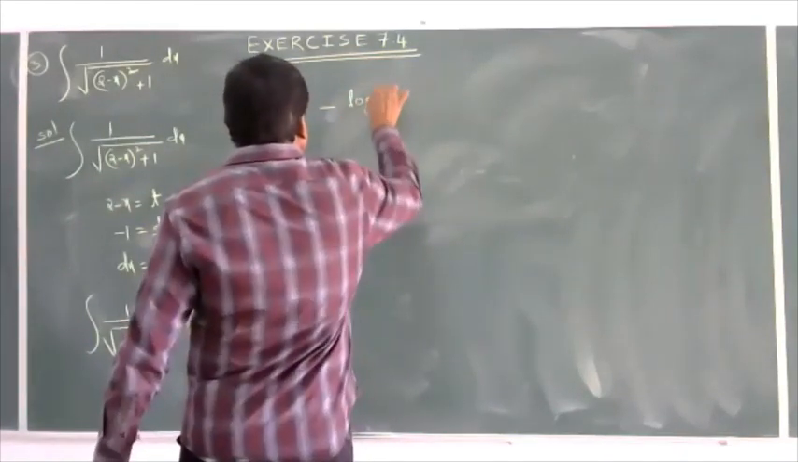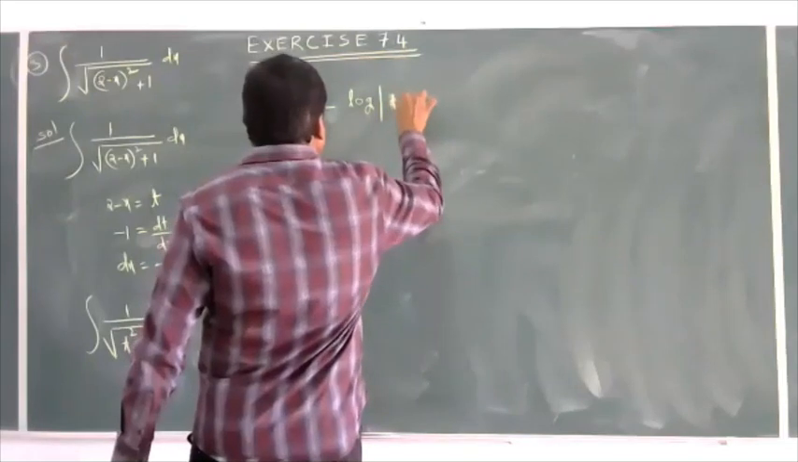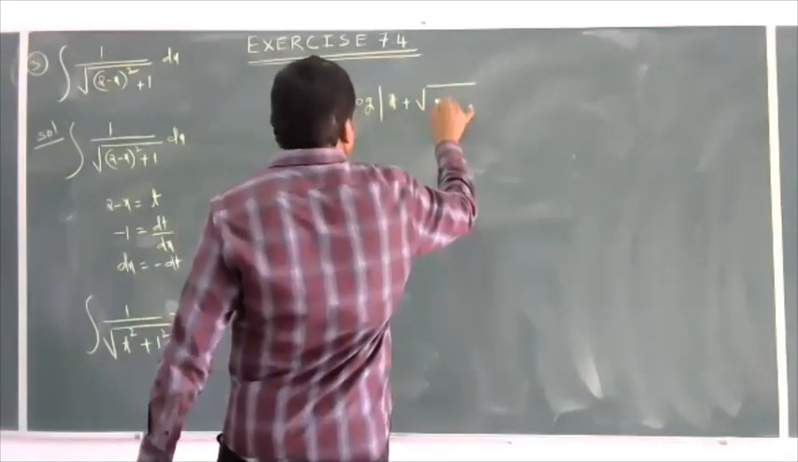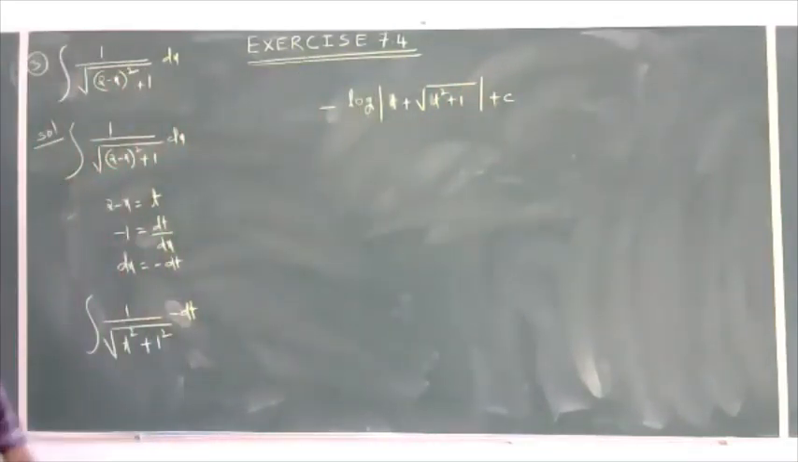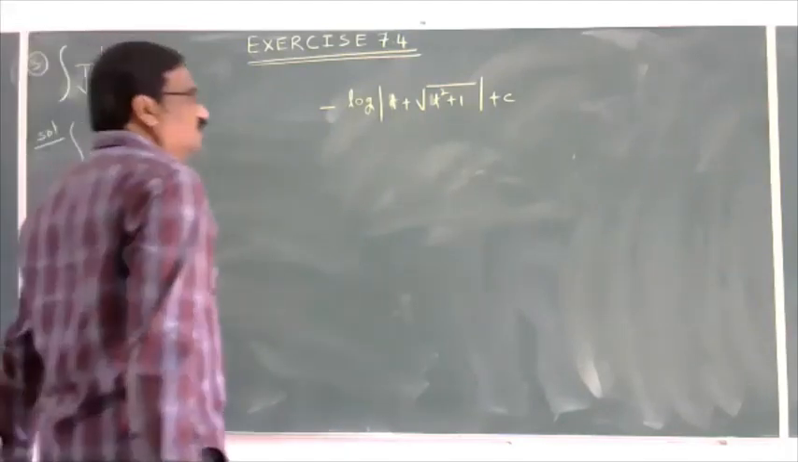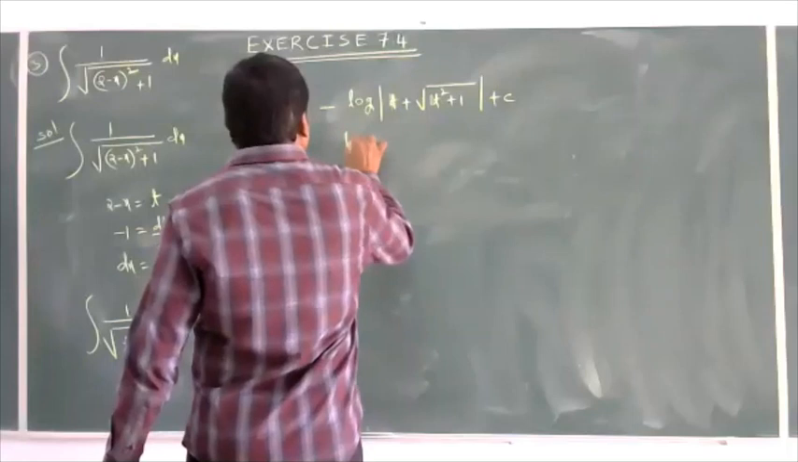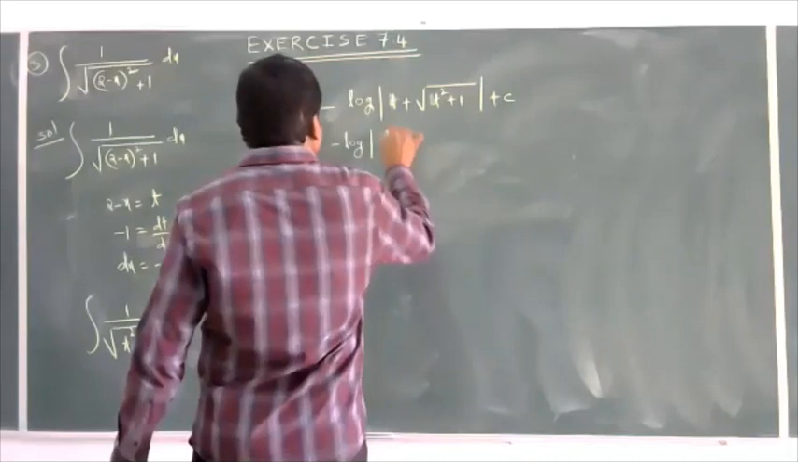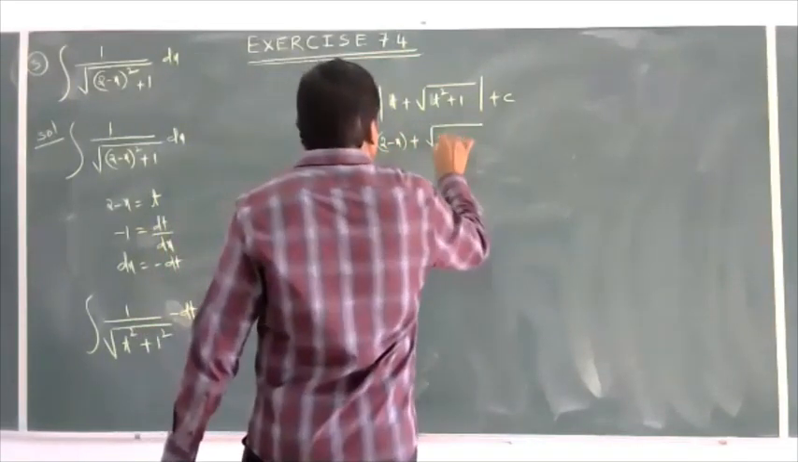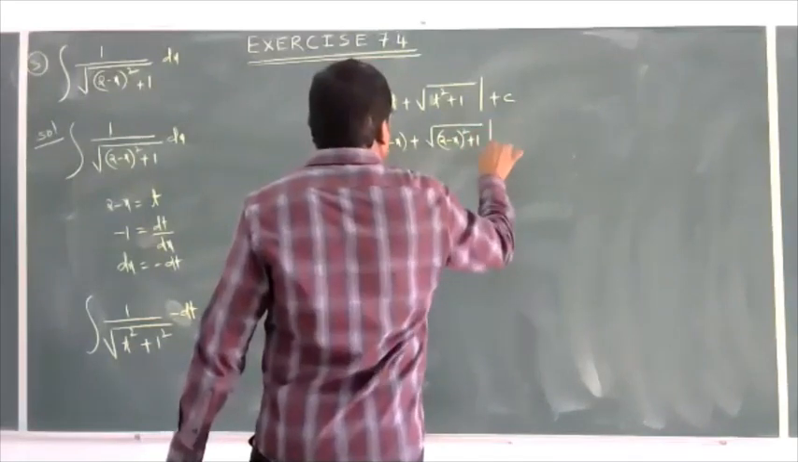Log mod x plus, that is t plus root of t square plus 1, plus c. Using the sixth formula, integral 1 by root of x square plus a square is log mod x plus root of x square plus 1. Like that, here in terms of t, that is log mod t plus root of t square plus 1. You substitute what is the t here? Minus log mod of 2 minus x plus root of (2 minus x) whole square plus 1, plus c.